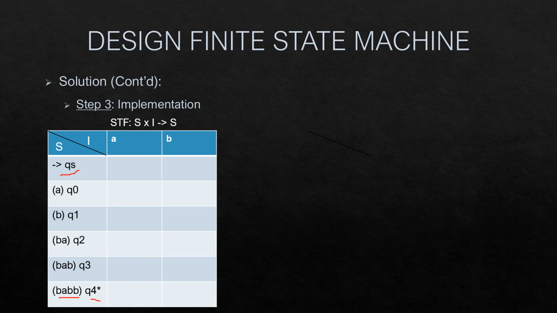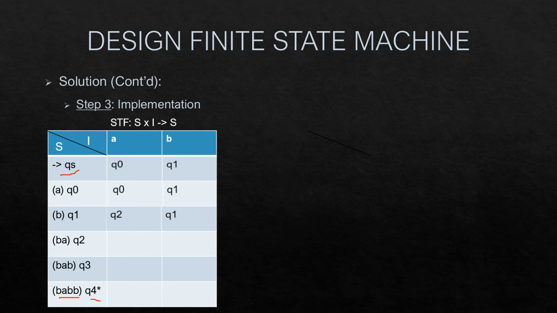So when we are in QS state, on getting A and B, we will go to Q0 and Q1 state respectively. Again from Q0, we will go to Q0 and Q1 states itself. After reaching Q1 state, the previously scanned string was B. Next input if I get is an A, it becomes BA, which is represented by Q2 state, and on getting a B, I will stay in the same state, that is Q1 state.